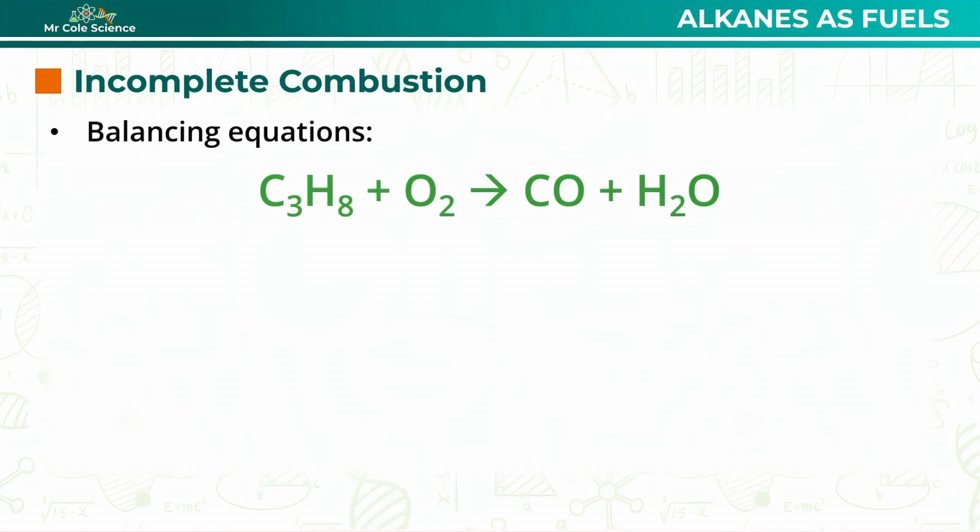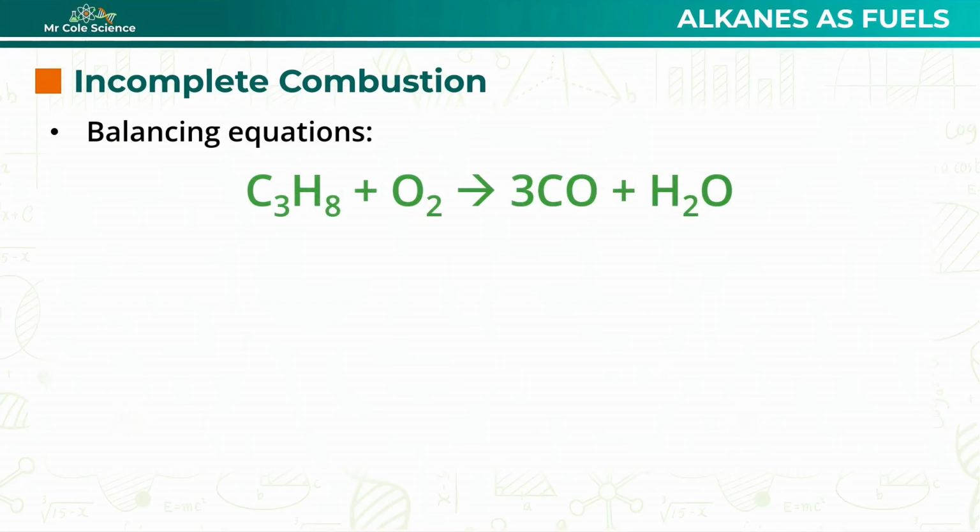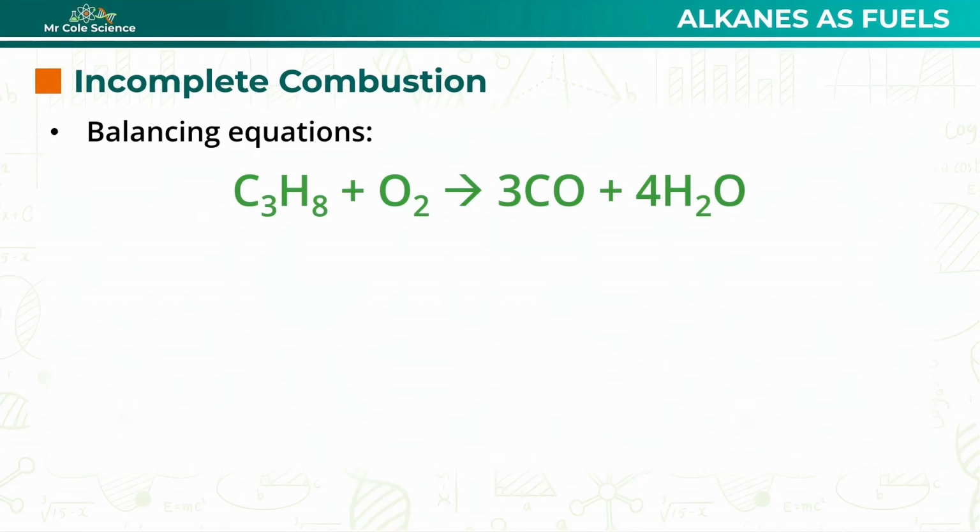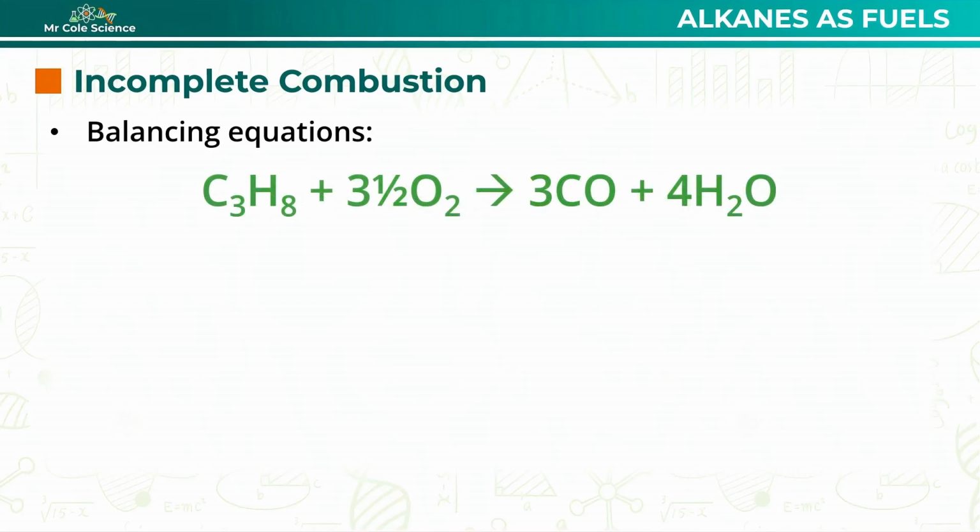We'll start with the incomplete combustion of propane that forms carbon monoxide and water. Propane has 3 carbon atoms, so we would have 3 molecules of carbon monoxide. It has 8 hydrogen atoms, and so there would be 4 molecules of water. Add up the oxygens on the right, and we get 3 from the carbon monoxide and 4 from the water, giving us a total of 7. There are no oxygens in our fuel, so we don't need to take anything away, and then we can divide by 2 to give us 3.5 molecules of oxygen on the left.